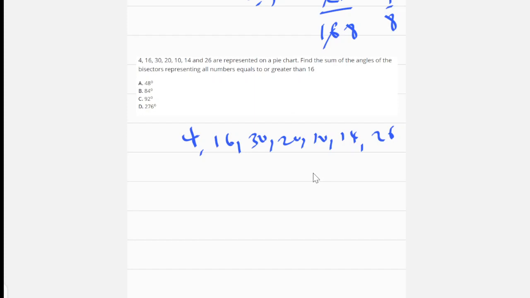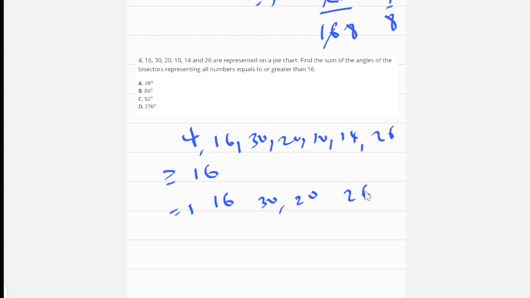You understand now? So now those that are greater than 16 are what? So I have 16, 30, greater or equal to 16, that is 16 and above. You won't consider 4 out of it. So 20, you won't consider 10 as well. You won't consider 14, and you will consider 26 because 26 is greater than this. I hope you understand now.